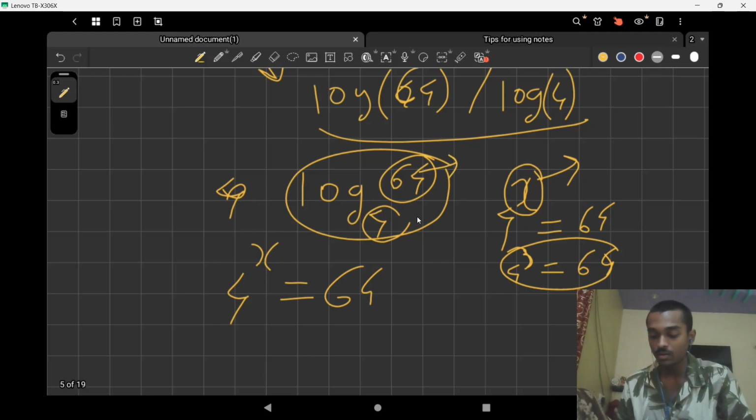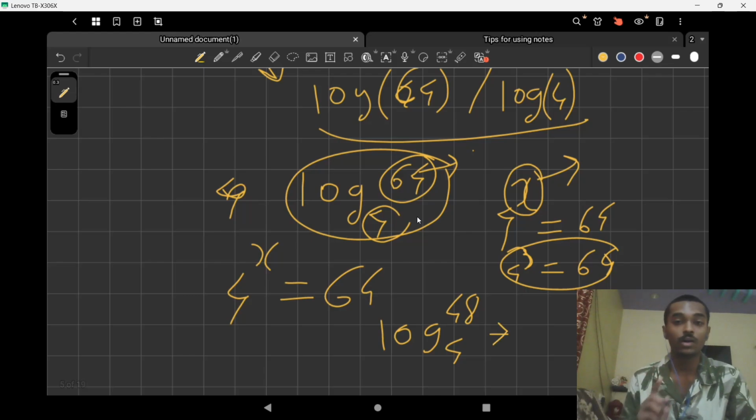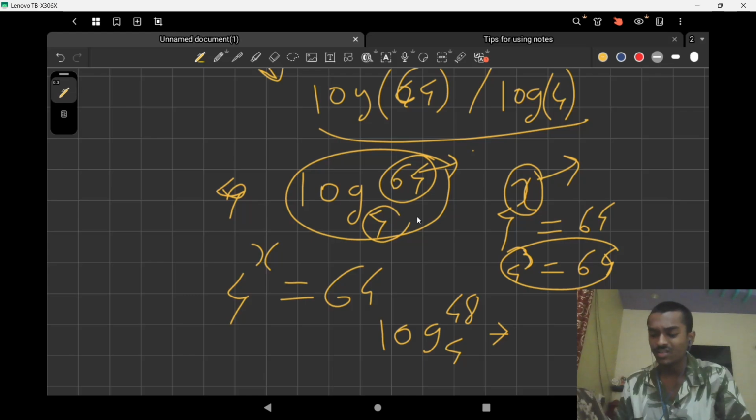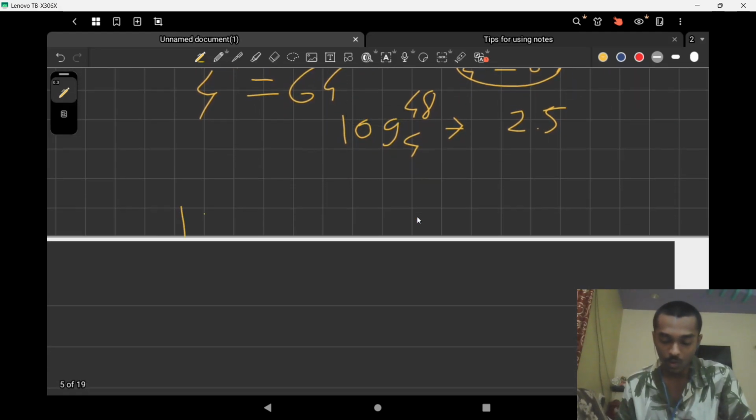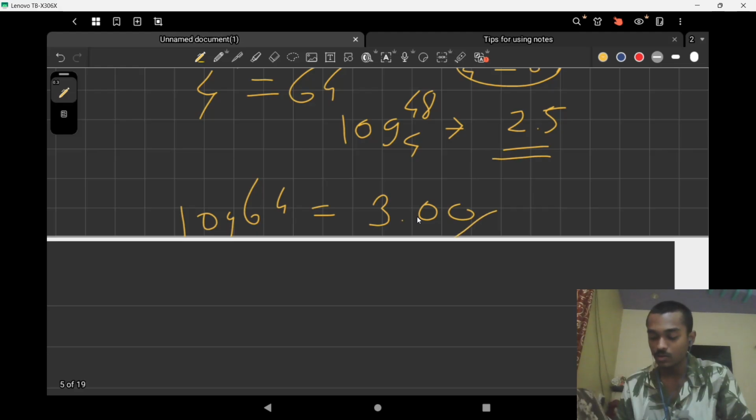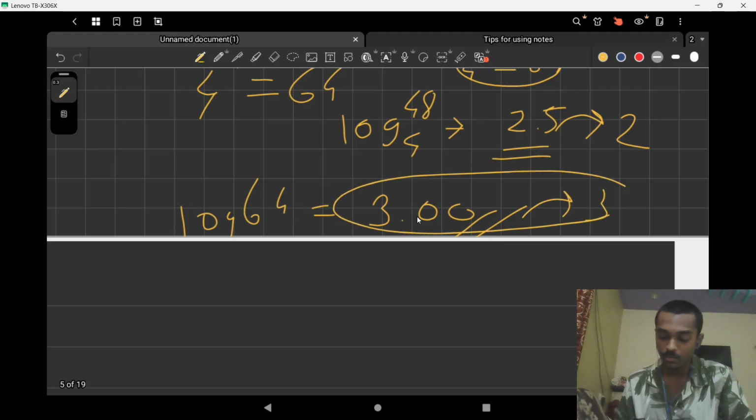Okay, if it is not divisible by 4, like log of 48 with base 4, it will not give us an integer value. I mean, it will give something like 2.5. But if we check log of 64, it will give 3. This returns a double value, and this is also a double value. Its integer is 2, its integer is 3. In one case both the values are the same, and here both the values are not the same.